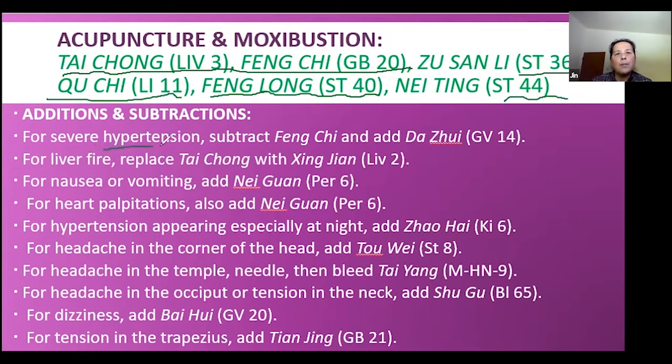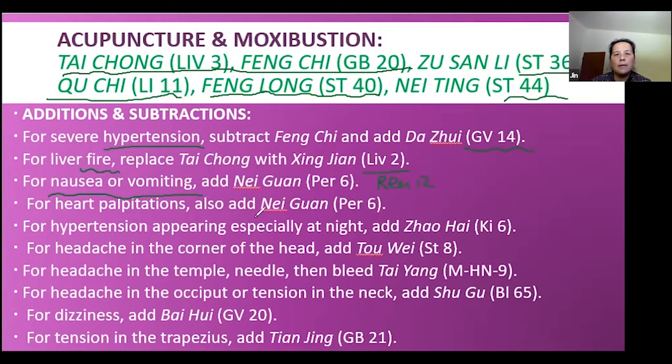Severe hypertension, we change gallbladder 20 to GB 14, yeah, to more strongly clear qi. And for more liver fire, we change liver 3 to liver 2, yeah, liver 2 more clears heat from the liver. And for middle jiao nausea, vomiting, we can add in PC6, and also we say Ren 12 is working very well.